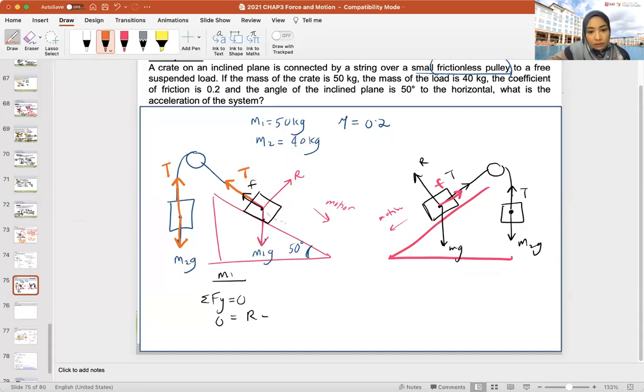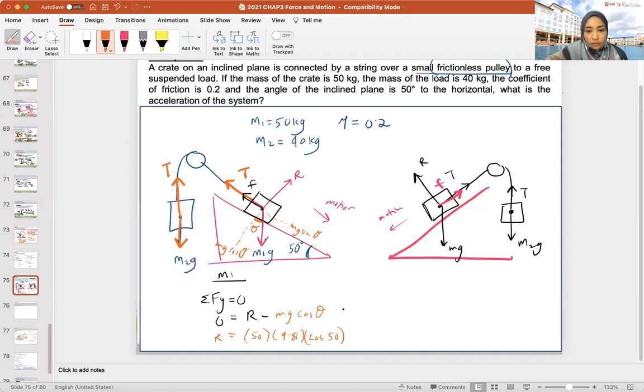This is your theta, mg sine theta, mg cosine theta. Okay, sama je. So R minus mg cosine theta. So you would get R as 50 times 9.81 cosine 50. Okay, so that is your R.